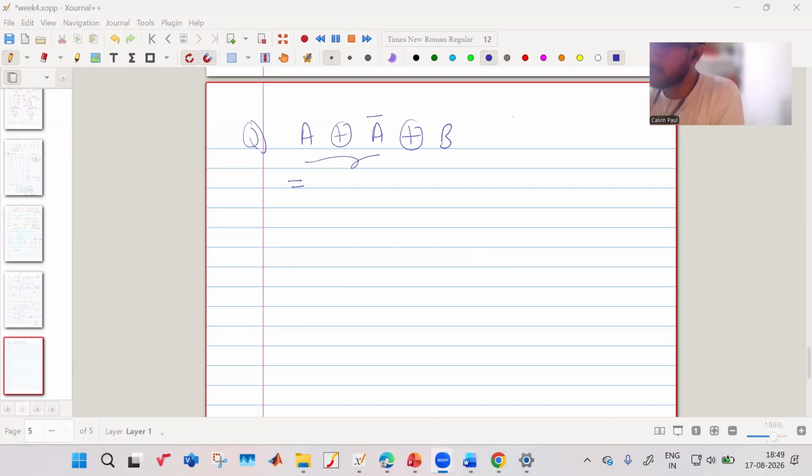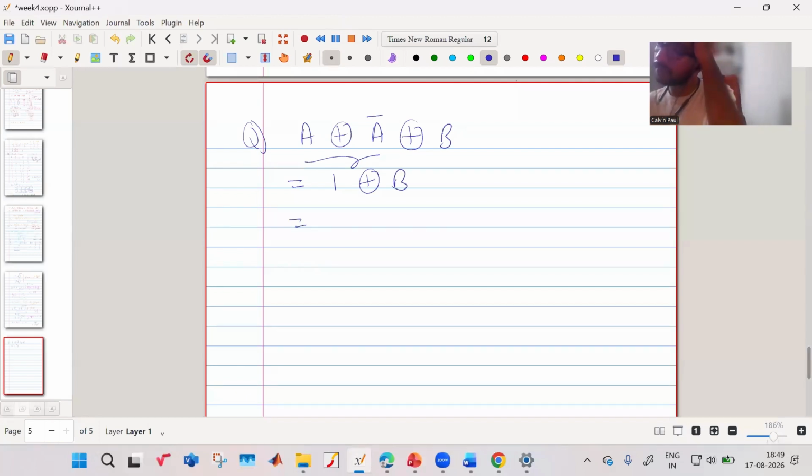All ones. Here A XOR A bar is 1. No, A XOR A bar is 1. Okay. Now 1 XOR B is what? 1 XOR B is B bar, right? 1 XOR B is B bar because it is inverted.